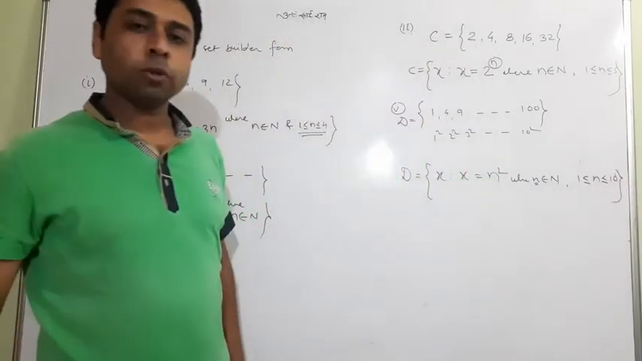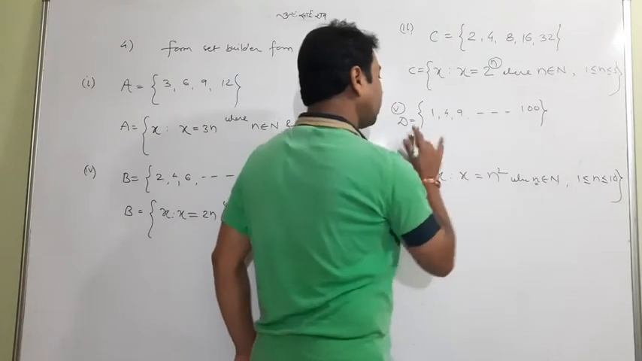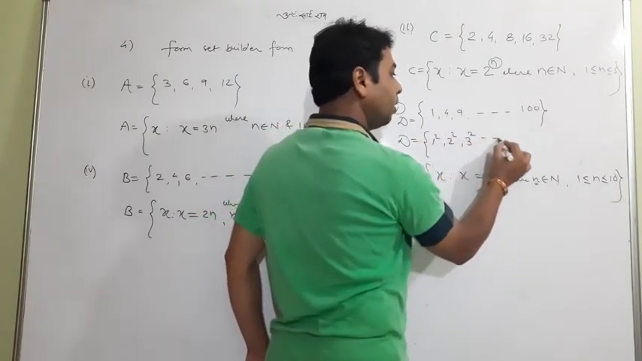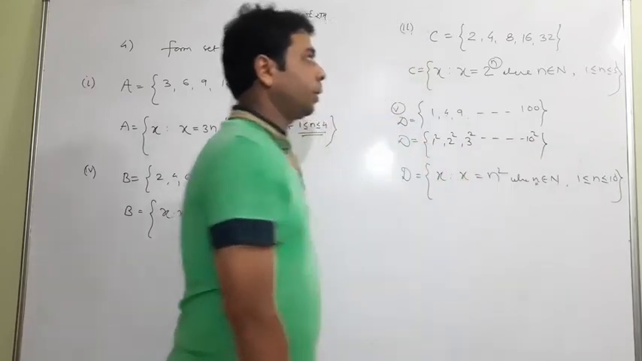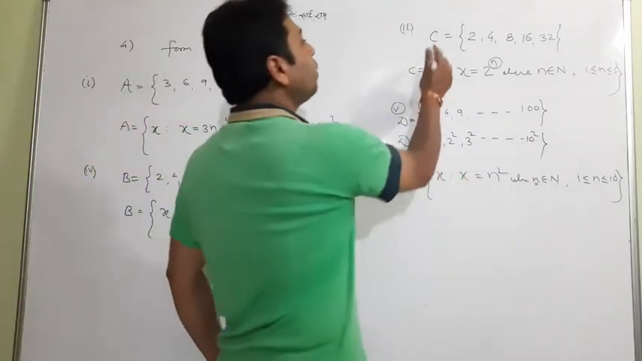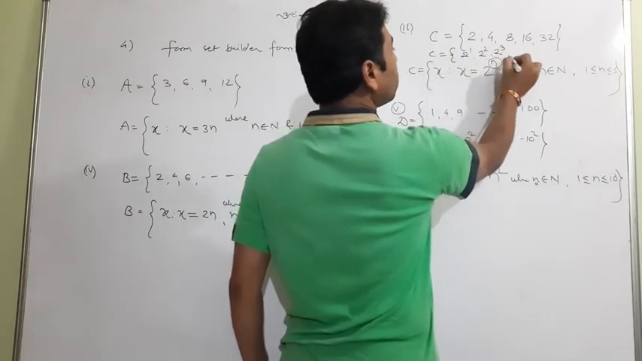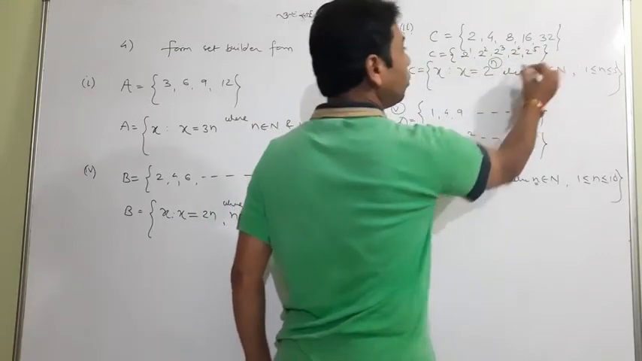So hope students are getting. If you're still confused, you can write by your own, no matter at all. If you write like that, it is still acceptable. Now you can also write here that c is equal to 2 to the power 1, 2 to the power 2, 2 to the power 3, 2 to the power 4, 2 to the power 5. You can write, no matter at all.